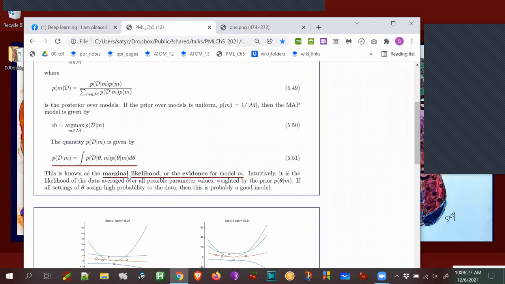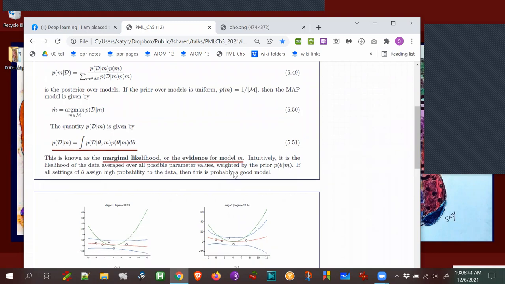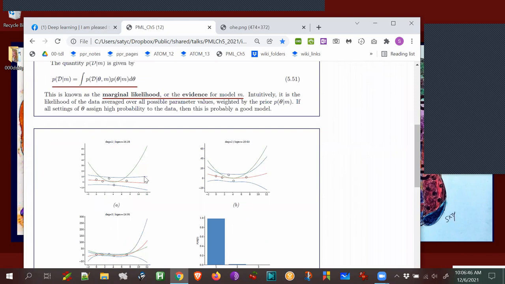So again, because it is marginal, you need to multiply by the prior probability times the likelihood for each one of those. Okay, so then if for a particular model, all of the highest data is aligned so that you get the high probability for a specific model, then that model is going to win. Cool.